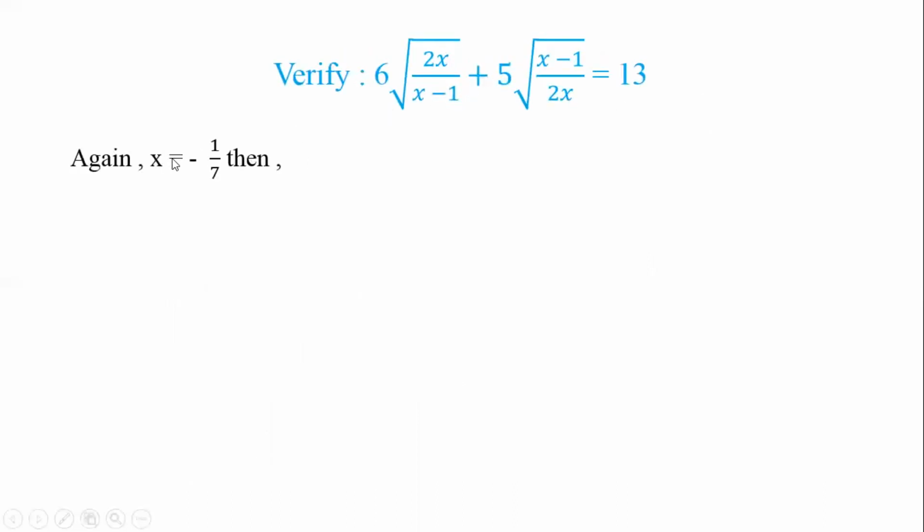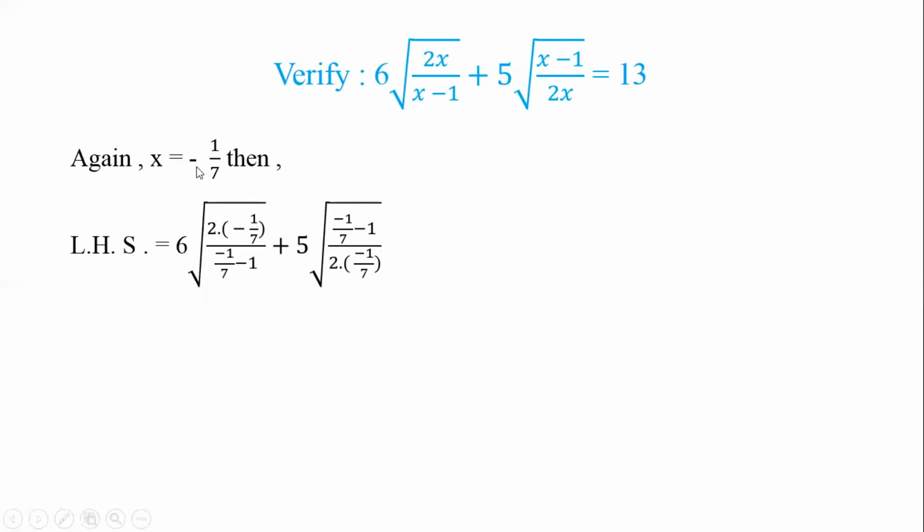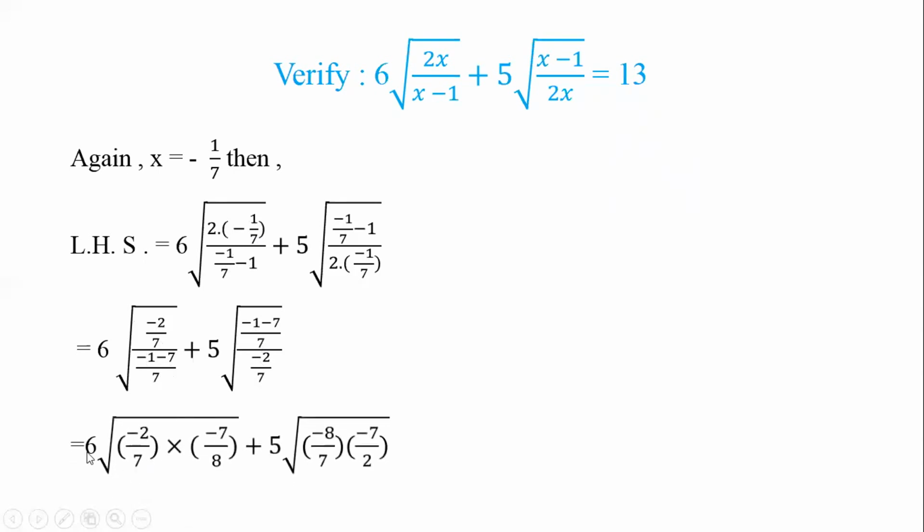Now we verify this equation for x equal to minus 1 by 7. Here, if we put the value x equal to minus 1 by 7, then we get this term. Because 2 into minus 1 by 7 equal to minus 2 by 7, and after calculation x minus 1 equal to (minus 1 minus 7) by 7. So here we get 6 root over (minus 2 by 7 into minus 7 by 8) plus 5 root over (minus 8 by 7 into minus 7 by 2).